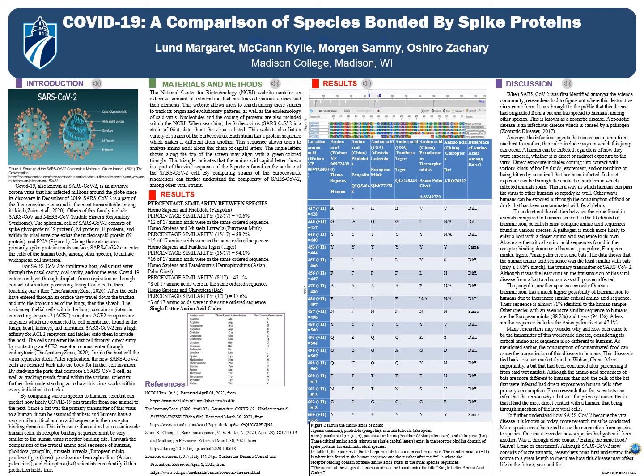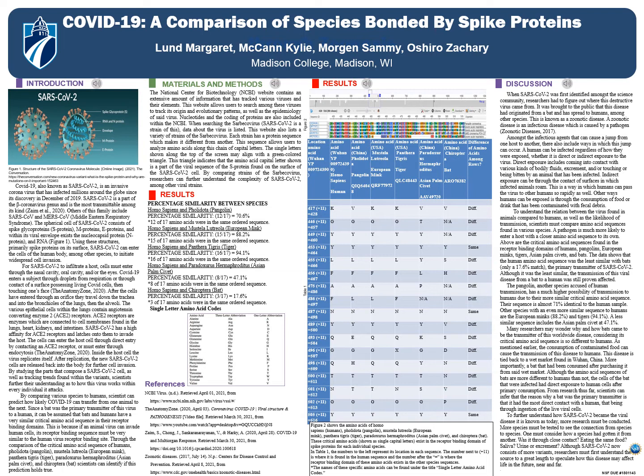COVID-19, also known as SARS-CoV-2, is an invasive coronavirus that has infected millions around the globe since its discovery in December of 2019. SARS-CoV-2 is a part of the beta coronavirus genus and is the most transmittable among its kind. Others of this family include SARS-CoV and MERS-CoV. The spherical cell of SARS-CoV-2 consists of spike glycoproteins, M proteins, E proteins, and within its viral envelope exists the nucleocapsid protein and RNA. Using these structures, primarily spike proteins on its surface, SARS-CoV-2 can enter the cells of the human body among other species to initiate widespread cell invasion.